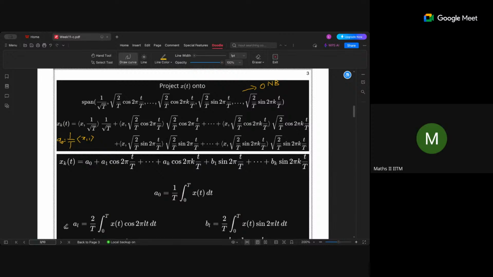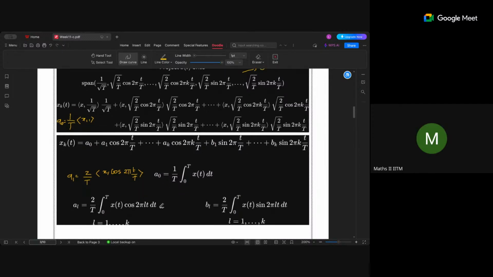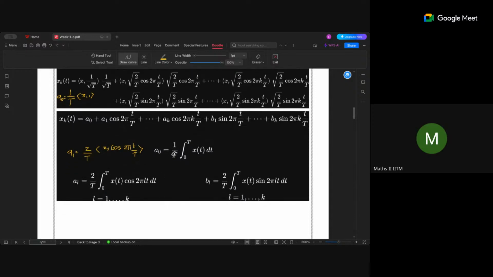So for example, here let's write a1 is 2 by t inner product of x comma cos 2 pi t by t. Okay, and then you have this term cos 2 pi t by t, which is here. So now what is this inner product? This inner product is nothing but integral 0 to t x of t cos 2 pi t by t. Okay, so this is the first term here. Same way you have the second, a2, a3, everything is given.